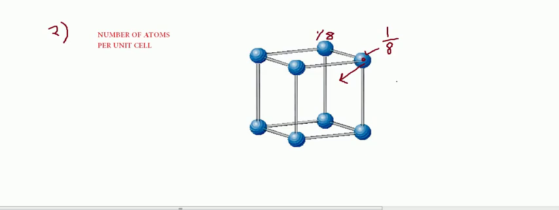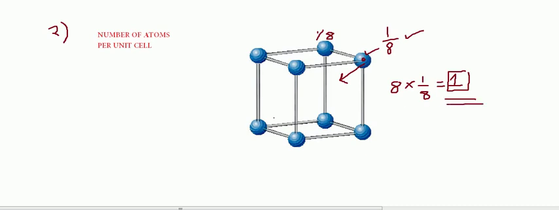Now can you tell me what will be the total contribution? There are 8 atoms and each atom is contributing only 1/8 of its body. So how much am I getting? I get 1 atom per unit cell. So this is a hypothetical number that says how many atoms are actually contributing to the unit cell. Here you see each atom is contributing only 1/8, so total atoms are 8. So what is the total number of atoms that is actually contributing to the cell? It is actually 1.